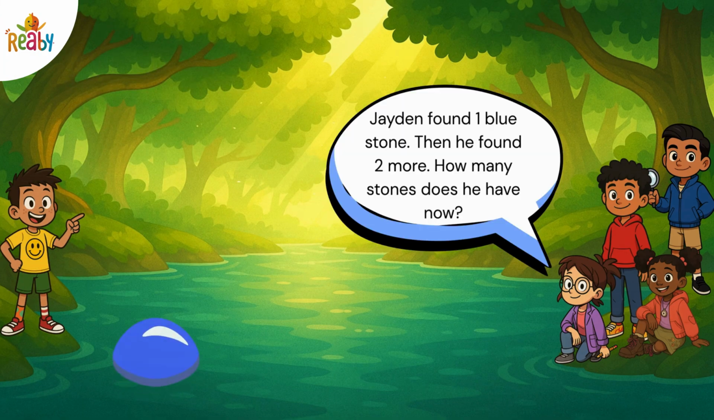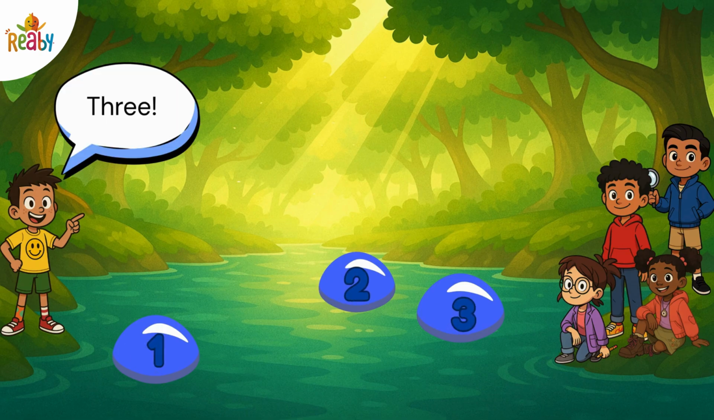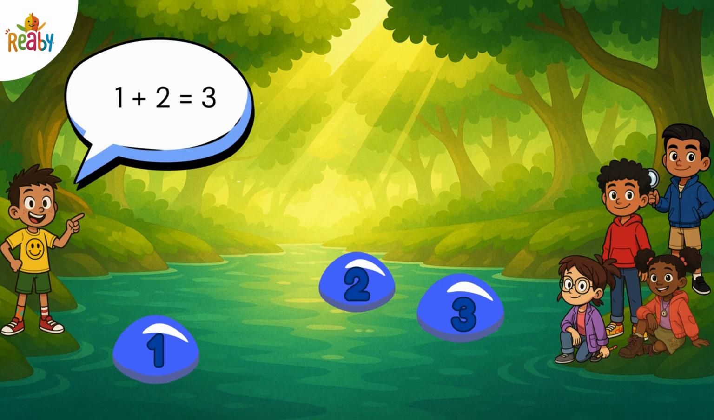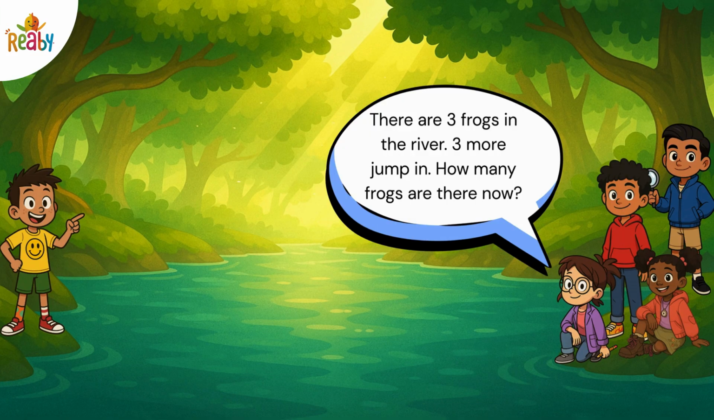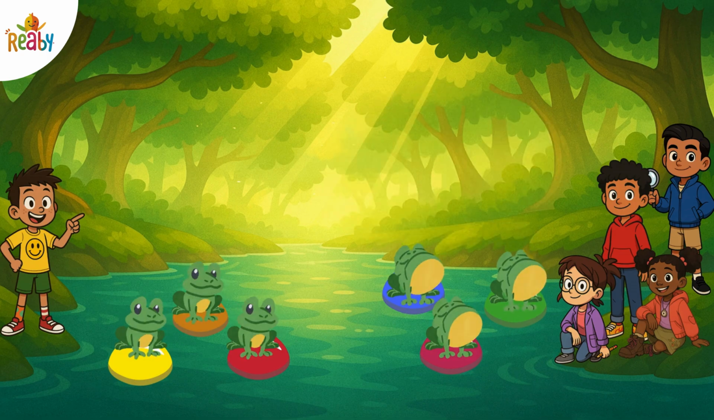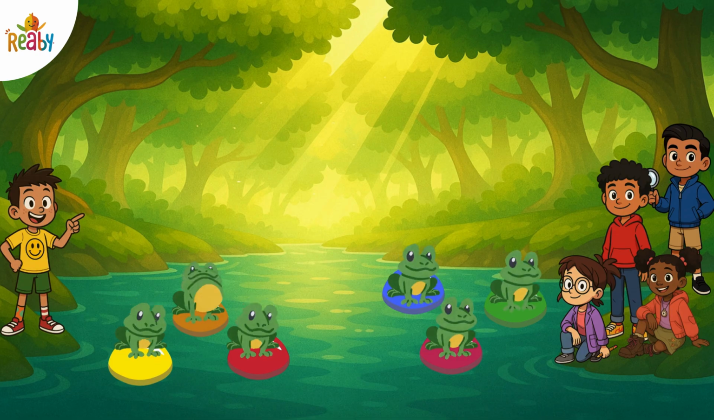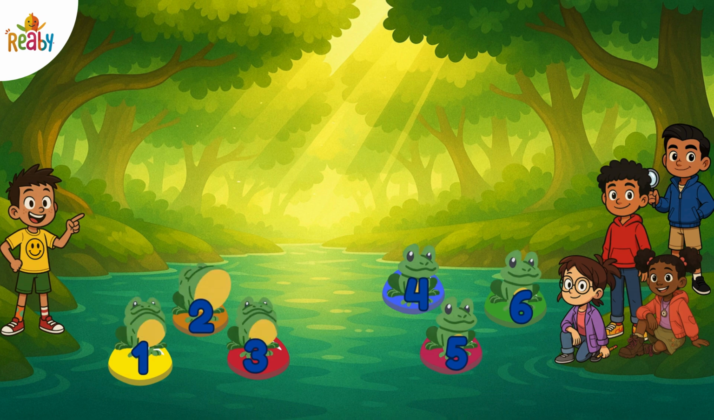Jaden found 1 blue stone. Then he found 2 more. How many stones does he have now? 3. Correct. 1 plus 2 equals 3. Let's do another one. There are 3 frogs in the river. 3 more jump in. How many frogs are there now? 6. Correct. 3 plus 3 equals 6.